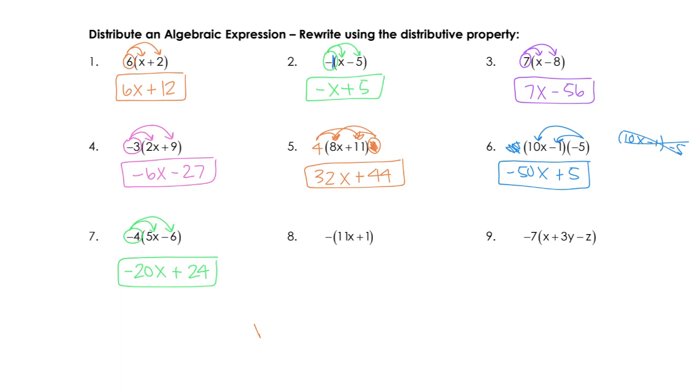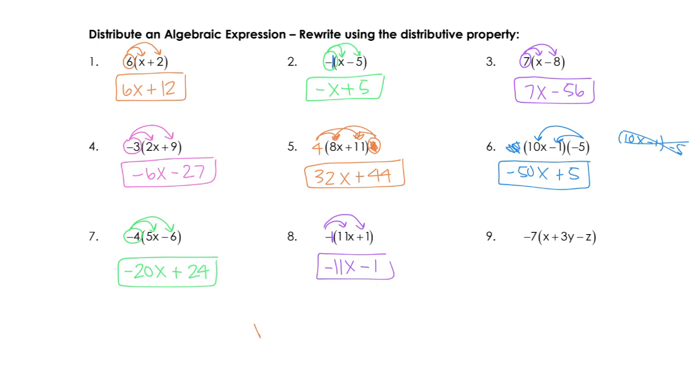On number 8, we have, again, a negative out in front that acts as a -1. So if we distribute the -1 to 11x, that would be -11x. Remember, distributing is multiplying. So the -1 times 1 would be a -1.